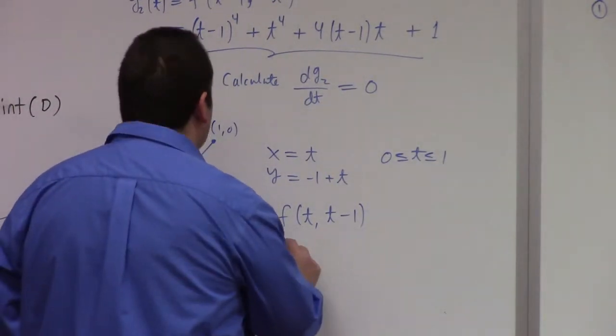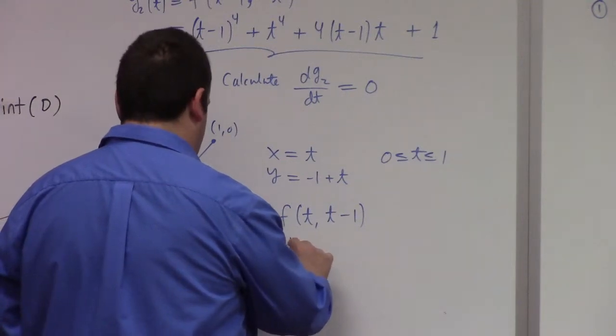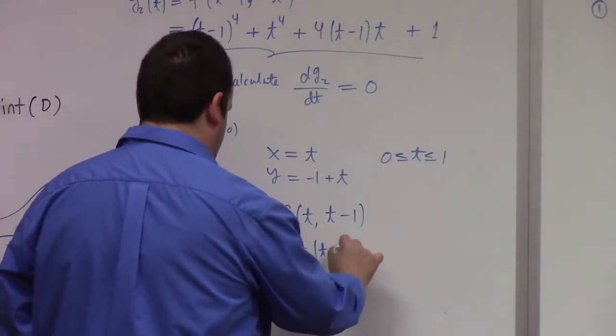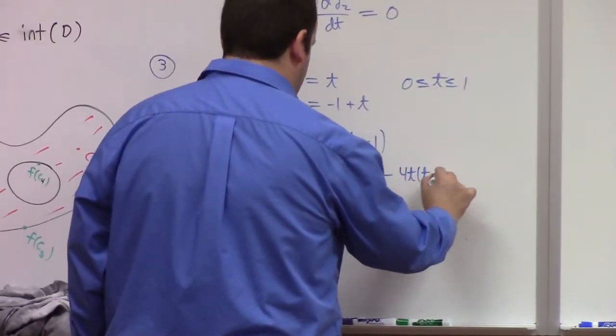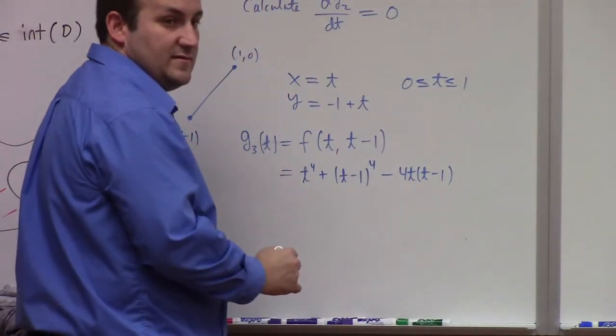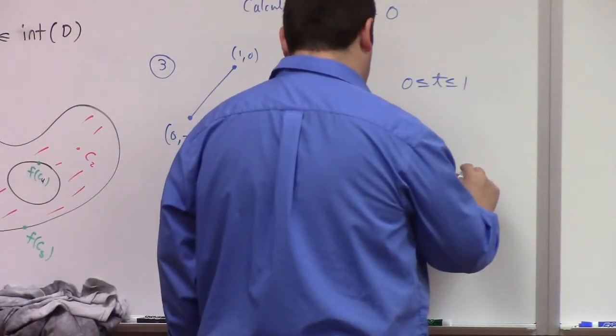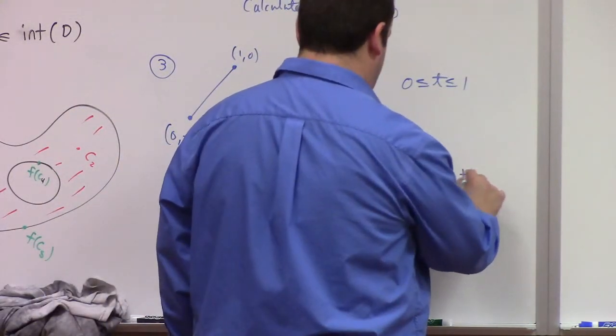You calculate t to the fourth plus t minus 1 to the fourth. Now this time, minus 4t times t minus 1. There you go. The minus doesn't, plus 1, yeah.